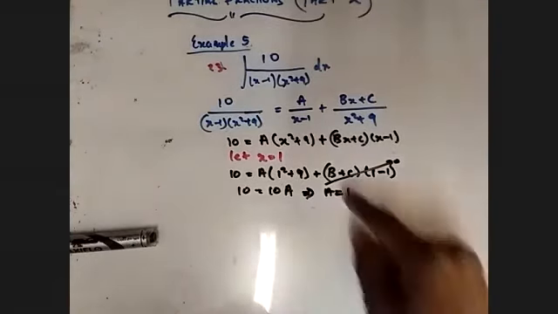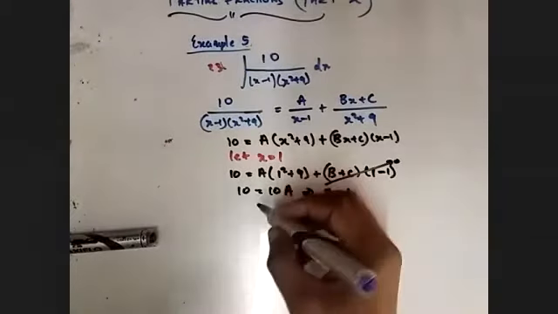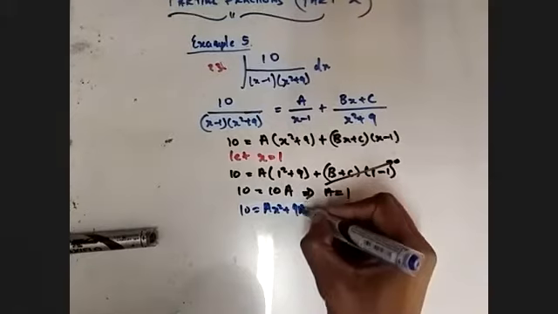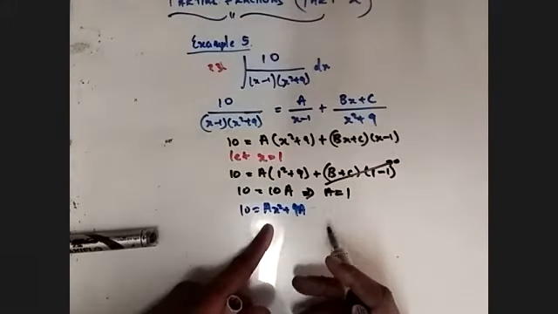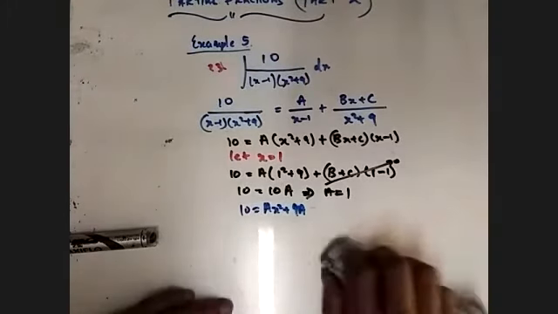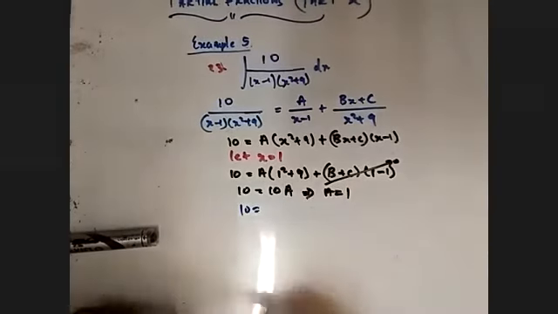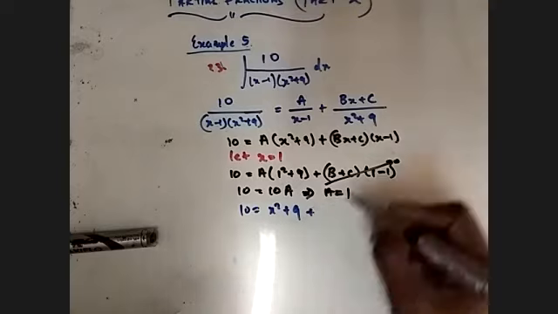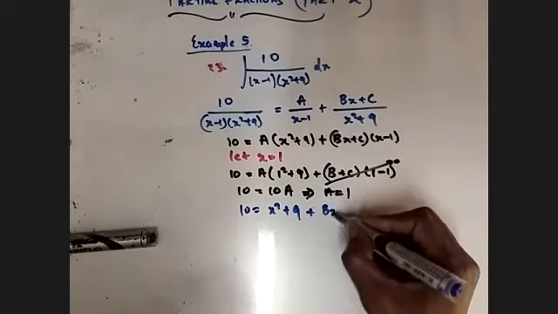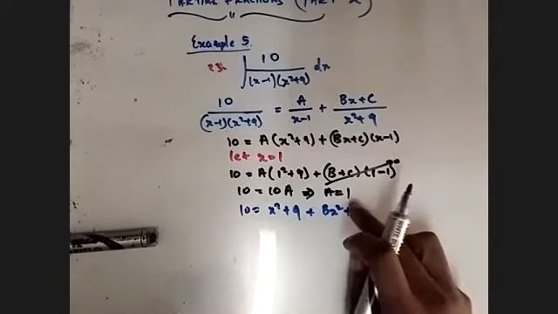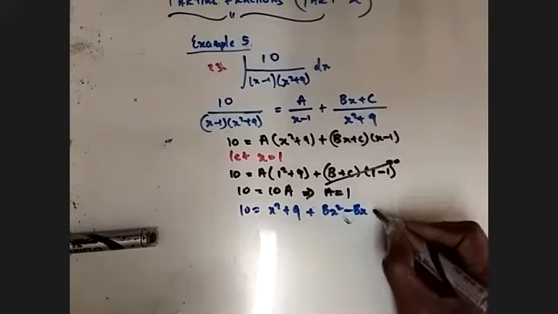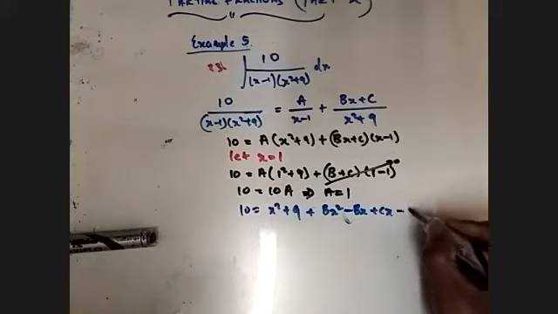The expansion of this is 10 equals Ax squared plus 9A. But we know our A, so we can have x squared plus 9 plus Bx squared minus Bx, and then Cx minus C.